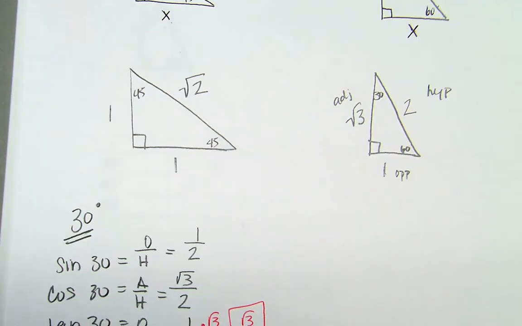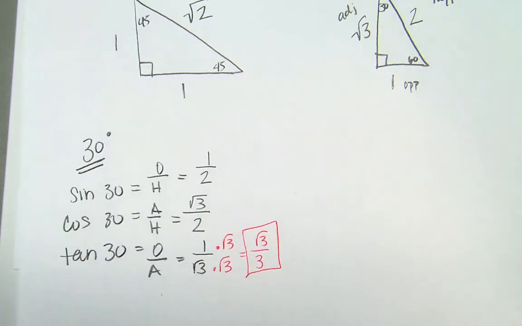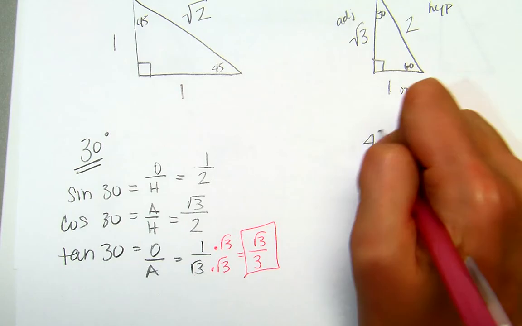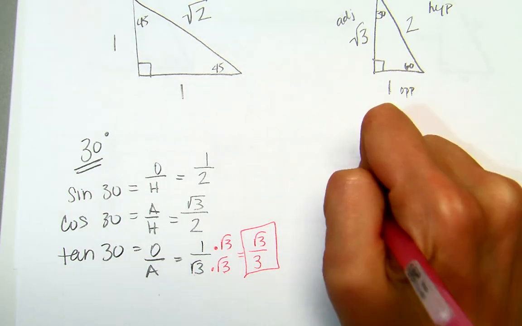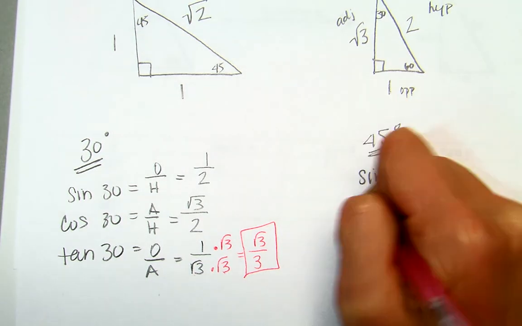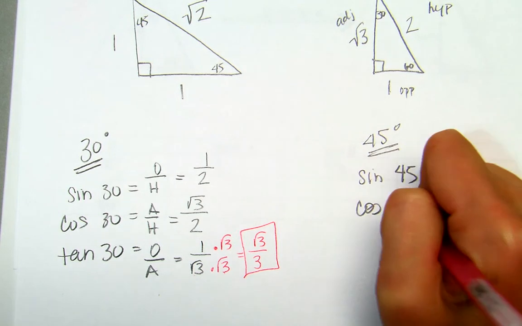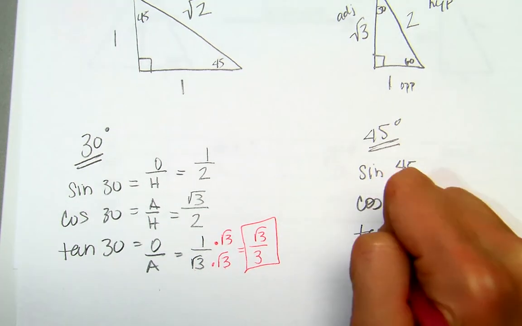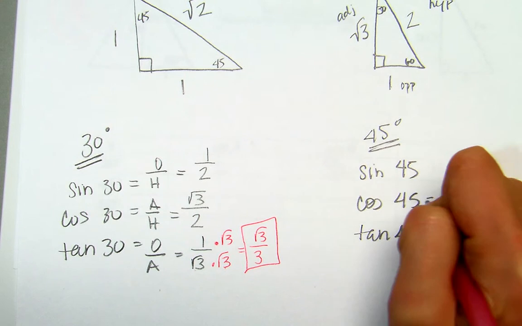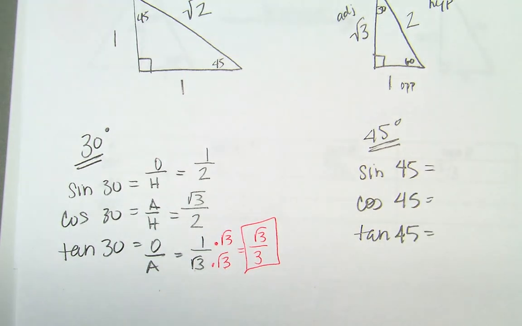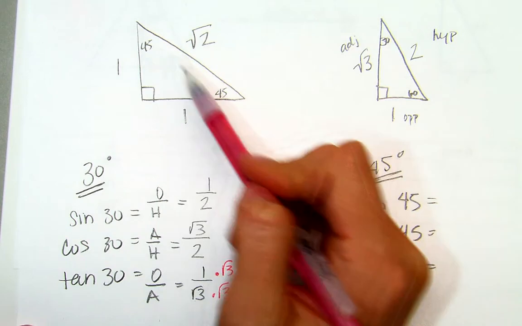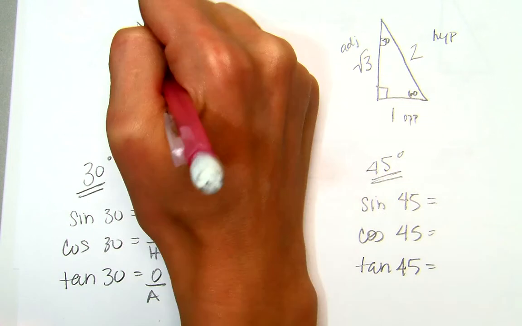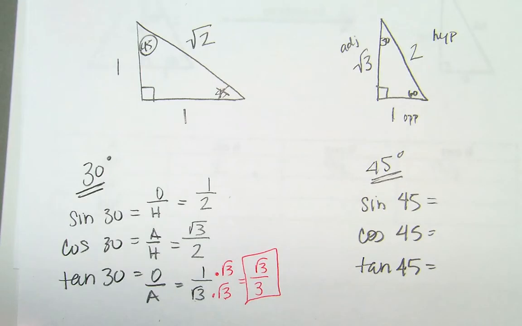So we got 30 degrees done. So now let's go to 45 degrees. 45 degrees, so we got sine of 45, cosine of 45, and tangent of 45. Okay, so obviously it doesn't matter which 45 we pick, so let's go with the upper one.